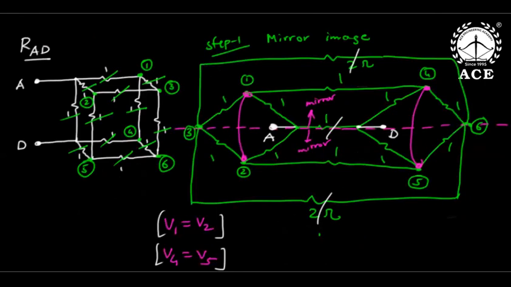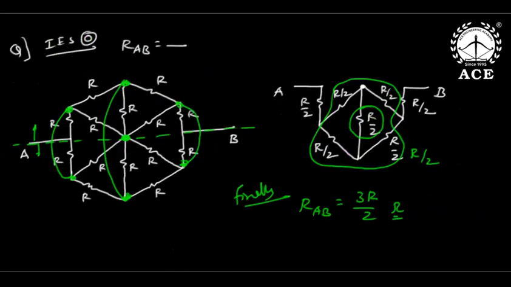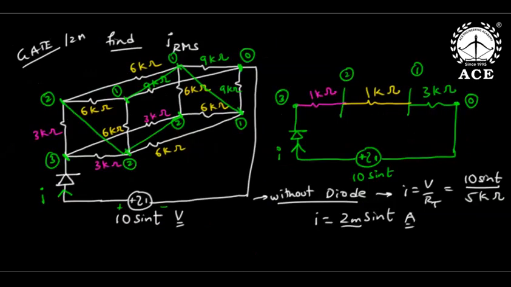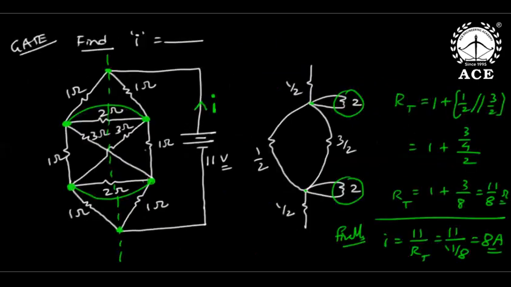RAD also, after making it planar and mirror image, identifying such nodes which are at the same potential and joining them to simplify faster. Then such applications came in GATE; I gave some examples, an IES bit, a GATE bit. Here resistors are not equal, but path resistance in all paths is equal. And this is also a GATE bit for EC. Very interesting bit.